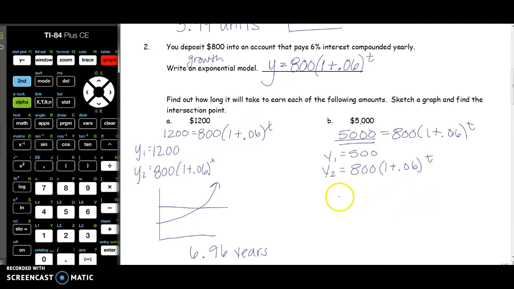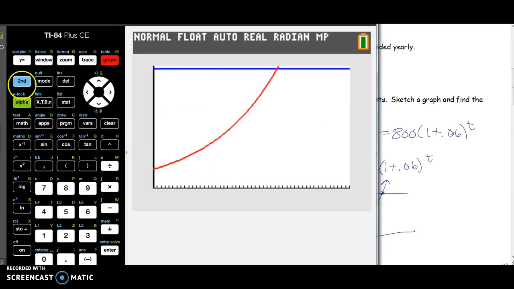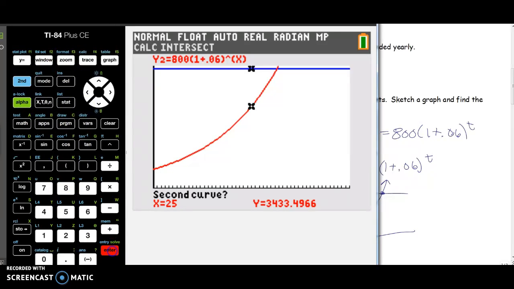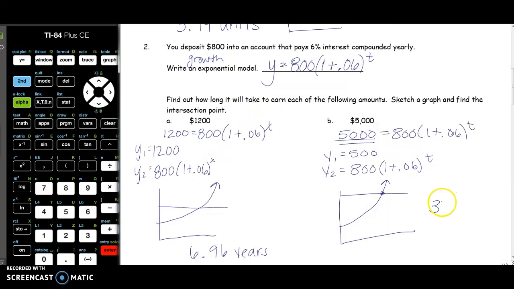So if we were to sketch our graph, it would look like this. And then we need to find the intersection point. So second trace 5, enter, enter, enter. So in order for your bank account to reach $5,000, it has to sit for 31.45 years. Crazy to think about.